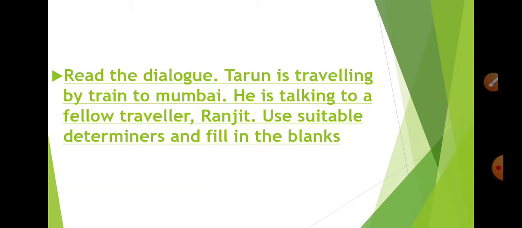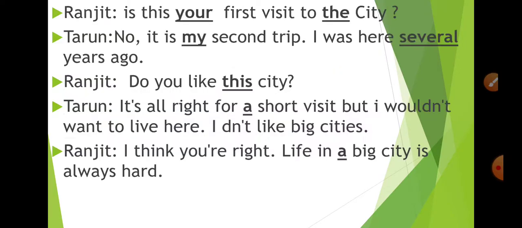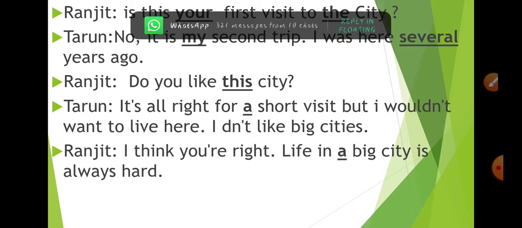The next is the extension part, in which you read the dialogue. Tarun is travelling by train to Mumbai. He is talking to a fellow traveller, Ranjit. Using suitable determiners, fill in the blanks. In the whole chapter we have to put the determiners, but in this there is a combination of all the kinds. So Ranjit.